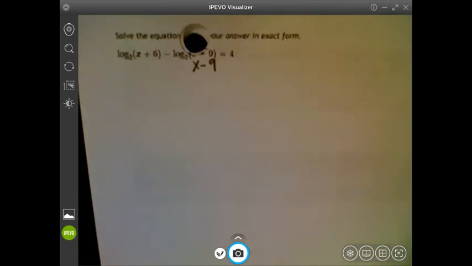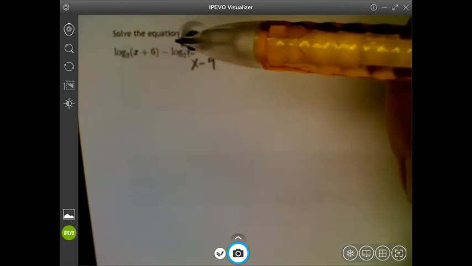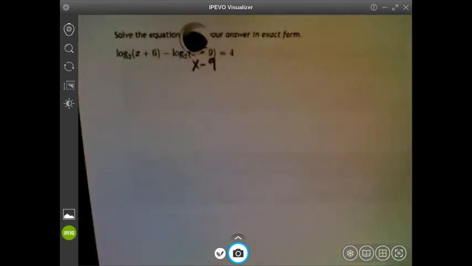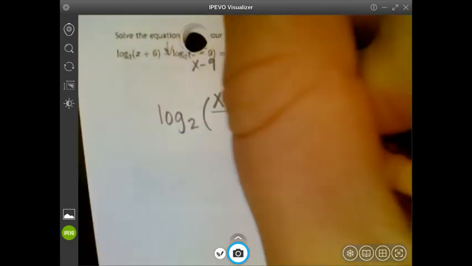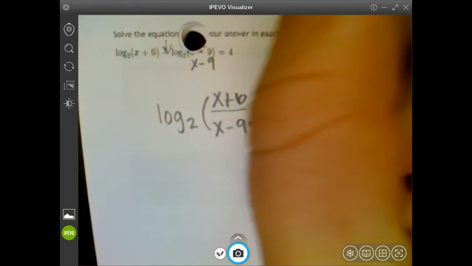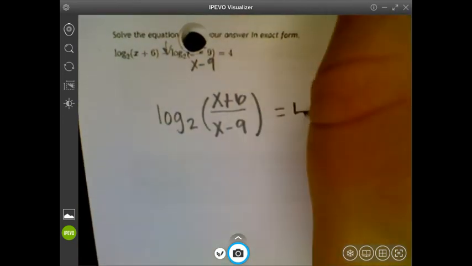All right, so we have a few more to solve here. So we have log base 2 of x plus 6 minus log base 2, and I know you can't see it, but it does say x minus 9 is equal to 4. And so we're going to go ahead and solve this. The first thing we're going to do is put those 2 logs together because they're both log base 2. So we'll have log base 2. And then on the inside of the log, because there is a subtraction sign between them, they get divided. So x plus 6 is the numerator, x minus 9 is in the denominator, and that will be equal to 4.